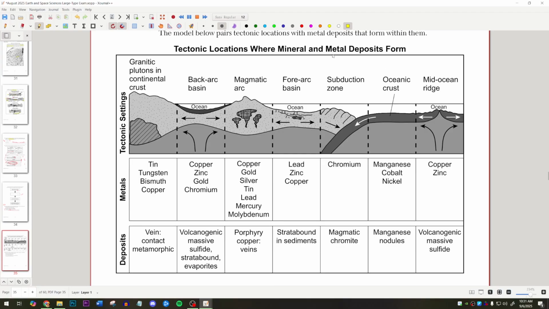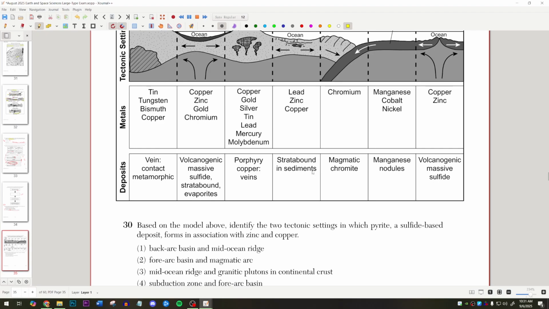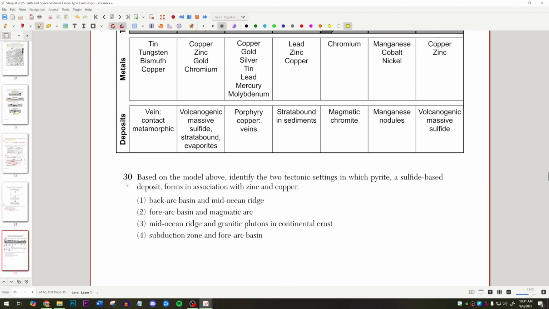Tectonic locations where mineral and metal deposits form. I'm not even looking at this yet. Let's just see the question. Based on the model above, identify 2 tectonic settings in which pyrite forms with zinc and copper.